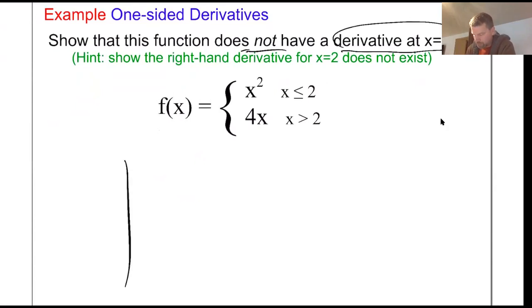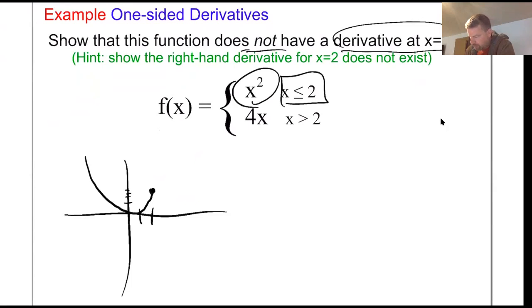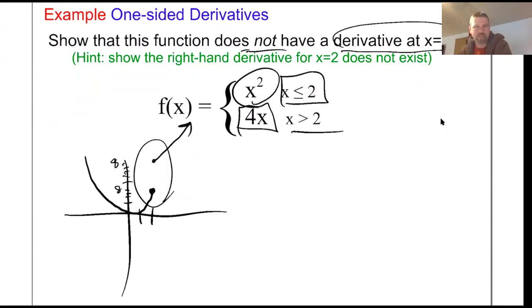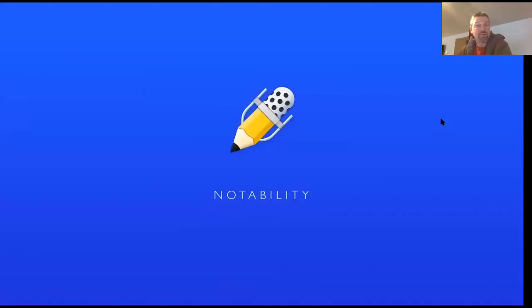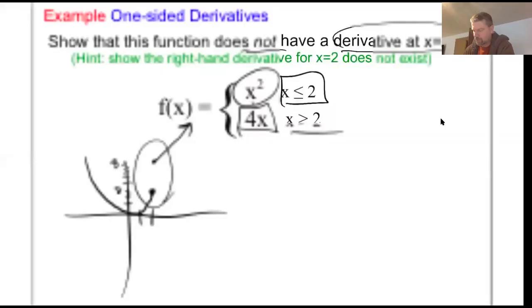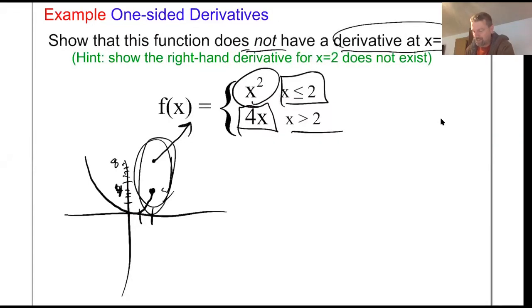I know this piecewise function is going to look like x squared before 2. It's going to look like that. And then it's going to look like 4x right after 2. So 2 times 4 is 8. It's going to start here and have a slope of 4, right? So if I look at that point, pretty clearly it's not going to have a derivative there because the derivative tells me the slope of the function. I'm not going to have a slope at that point because there's a discontinuity, right? I went from a value of 4, jumped all the way to a value of 8 and just kept going.